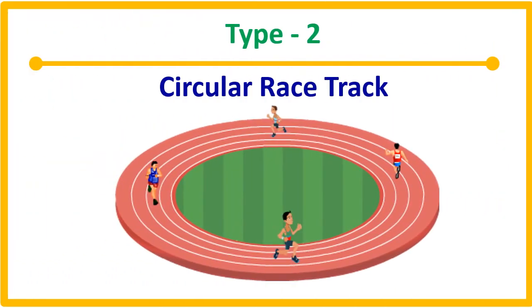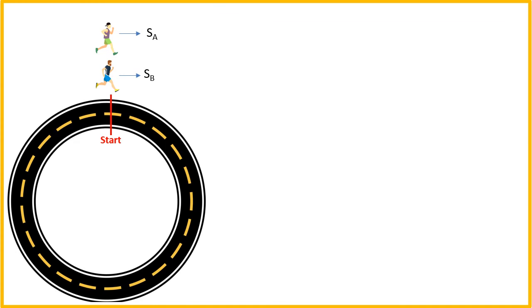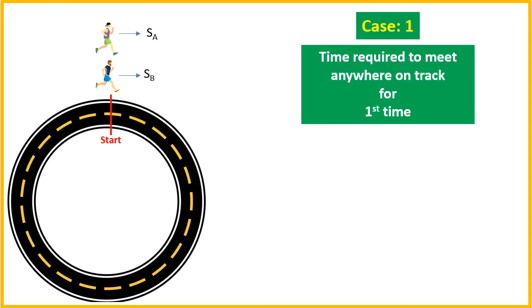Now let us have a look at type 2 questions which are on circular racetrack. In case of circular tracks, there are three cases that we will discuss on which generally problems are asked. Case number 1, time required to meet anywhere on the track for the first time. These players start from the start point, and if they are going to run for a number of laps, anywhere they are going to cross each other.